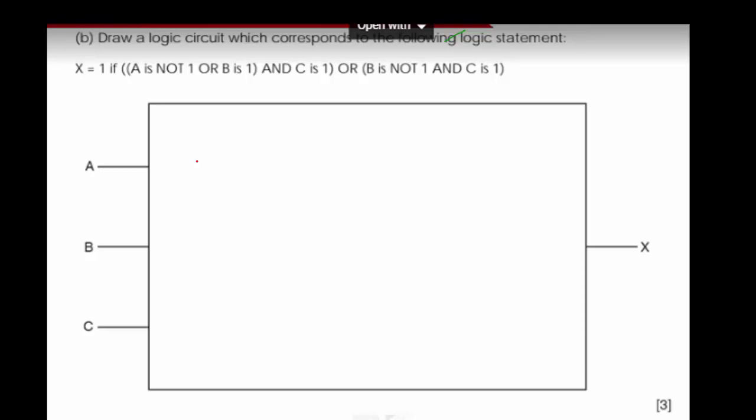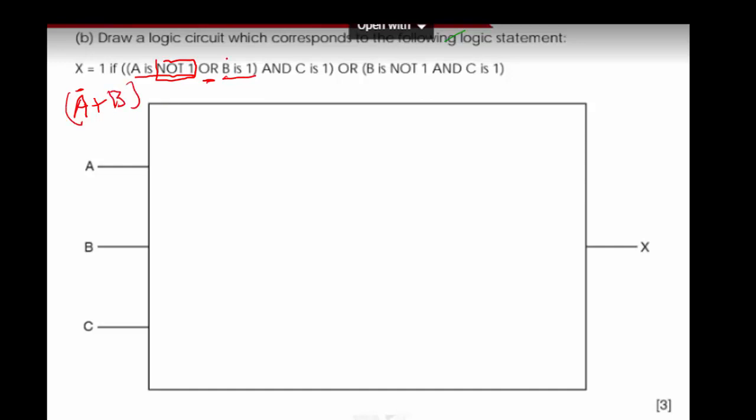So this is from a past Cambridge exam. So here they want us to draw a logic circuit, which is not a problem. But let's break down and see what we're looking for. If A is not 1, so the key word there is not 1. So I know that's going to be A with a line over it. Then it says OR. Okay, well, I know I have a plus sign. B is 1. So I know I have not A or B.